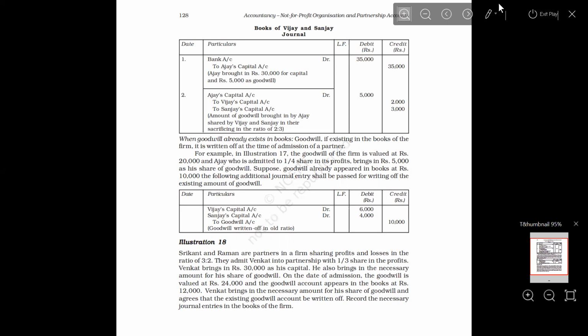So this 24,000 is called the whole firm's total goodwill amount. Okay, you have to calculate the new partner's goodwill amount.